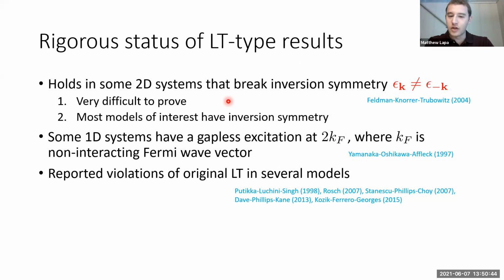The other type of rigorous result that's out there is that in one dimension, if you take a free fermion system that has a Fermi wave vector kF, and you add certain types of interactions, then you can prove that the system will still have a gapless excitation at momentum 2kF. That 2kF is like the particle hole excitation, where you take a particle from right near minus kF and bring it up above kF. So this statement is that something like that excitation survives in these 1D systems. And then there are reported violations of the original form of Luttinger's theorem in several different kinds of models. So I think it's fairly clear that you just shouldn't expect this result to hold generically.